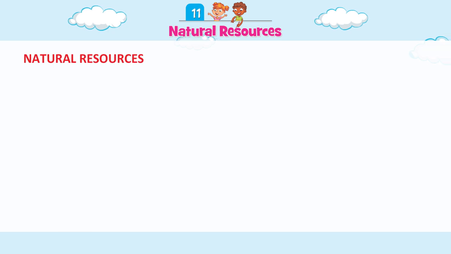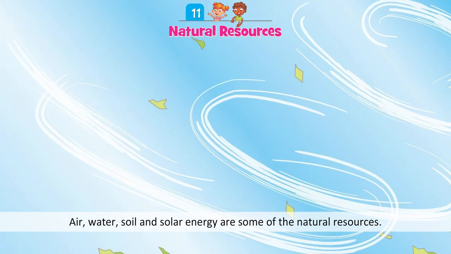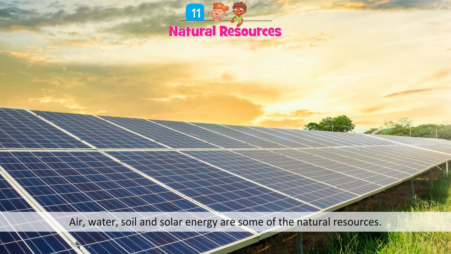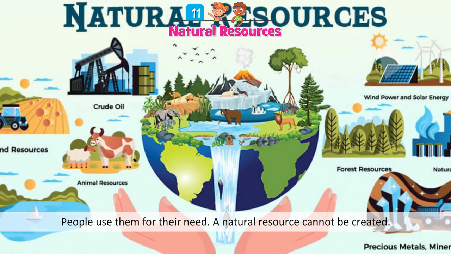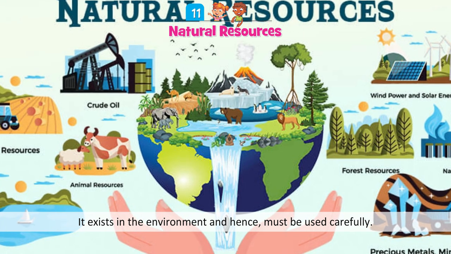Natural resources are the ones that are obtained from nature. Air, water, soil, and solar energy are some of the natural resources. People use them for their need. A natural resource cannot be created. It exists in the environment and hence must be used carefully.